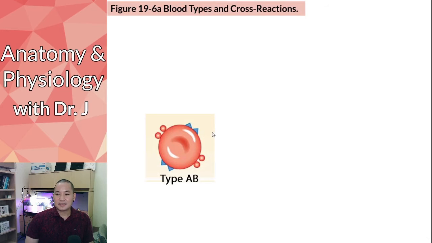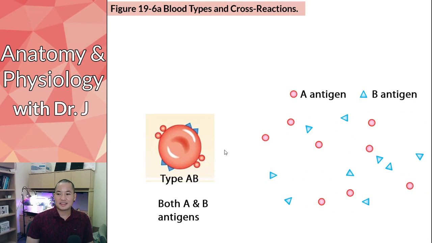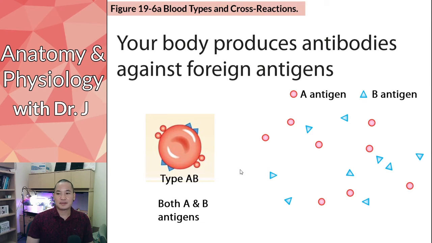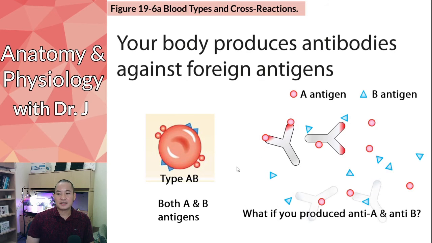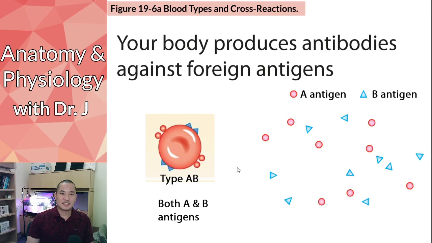Okay, so type AB, so they have both A and B antigens. So they encounter A and B antigens free in their blood. Will they generate antibodies against these free A and B antigens? Well, again, remember your body produces antibodies against foreign antigens. So they shouldn't produce anti-A and anti-B antibodies.